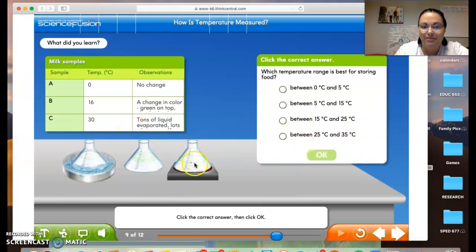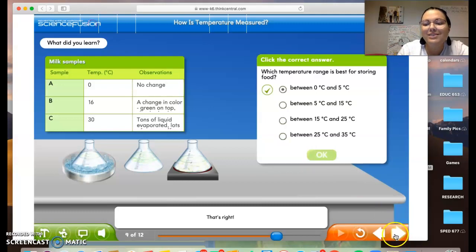I'm going to say definitely not. The medium temperature? It was better. It wasn't as gross, but I still wouldn't drink it. So I'm going to say between 0 and 5 degrees is the best temperature to store milk. That's right. And we were right.